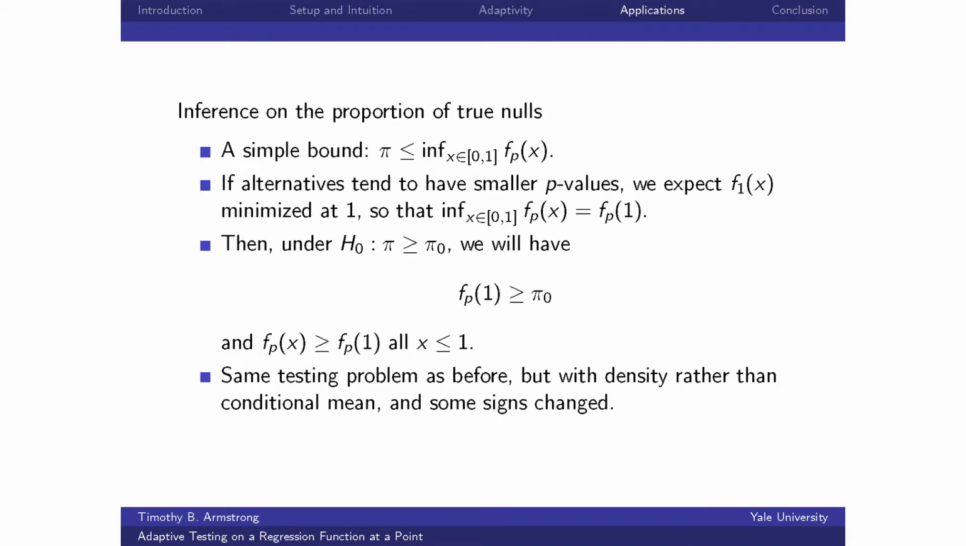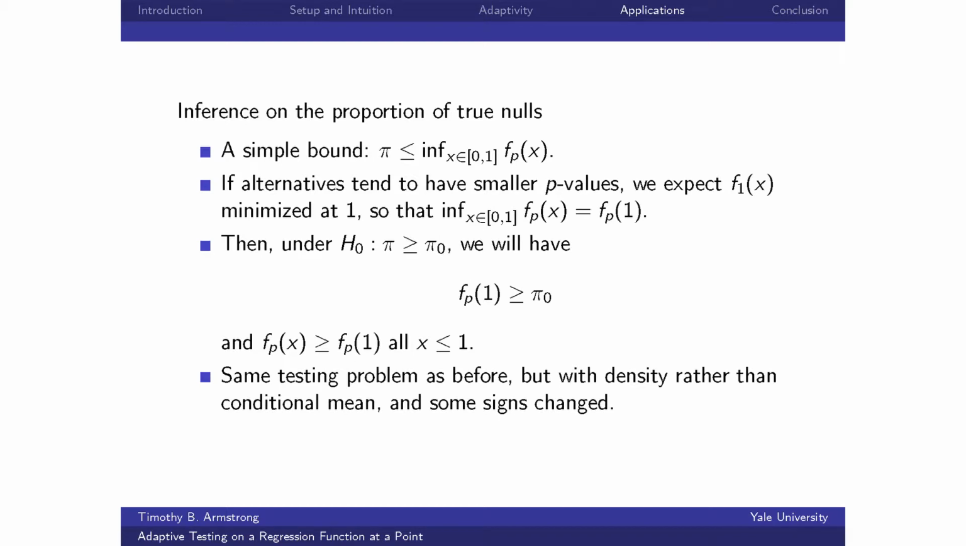A simple bound is just to notice that since this mixture distribution has a uniform distribution in it, that density has to be greater than or equal to this pi at any point. What Storey in the 2002 paper suggested was that if the alternatives tend to have smaller p-values, then we intuitively expect that the density of the p-values is minimized at 1, right? If you look at the p-values near 1, those are the ones that probably came from the null rather than the alternative. And so that would be the best place to look for this infimum.